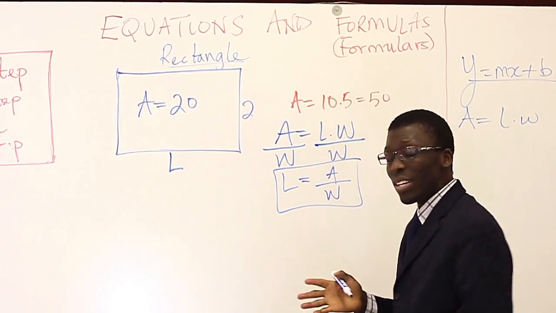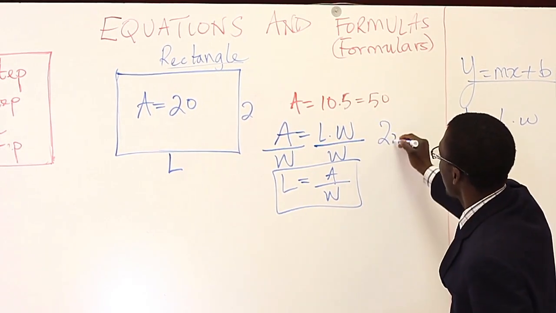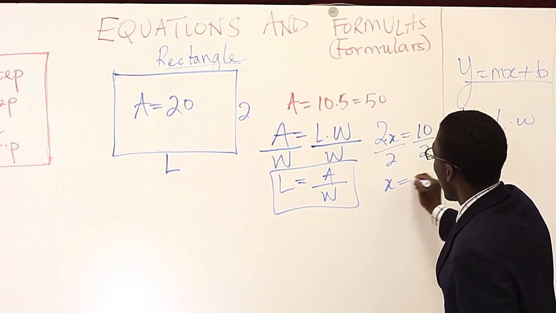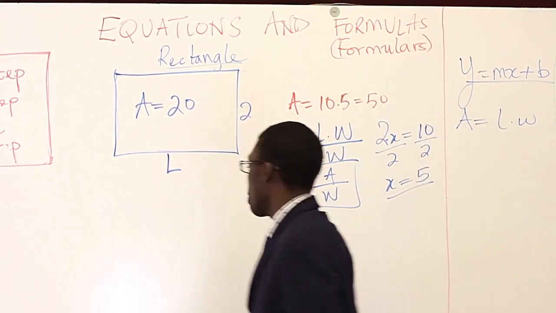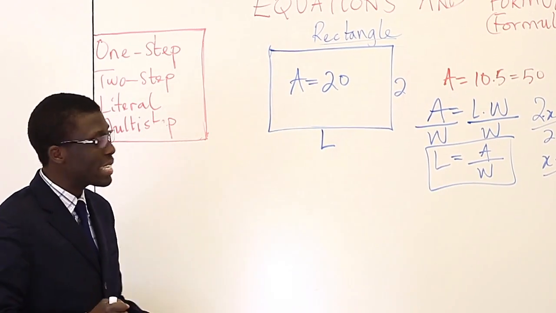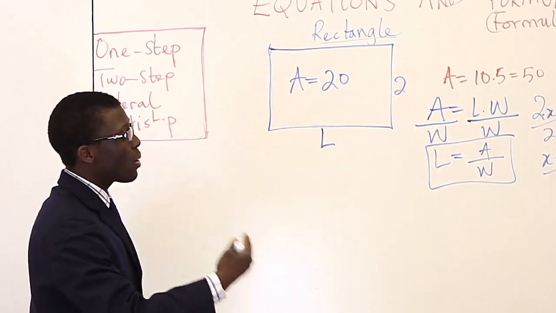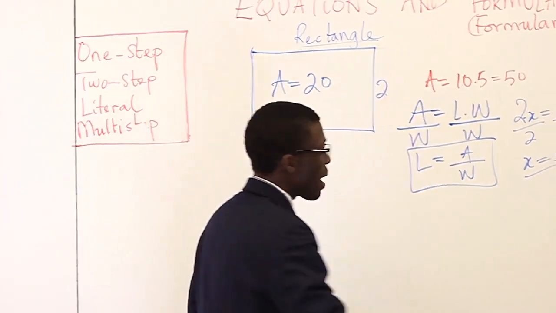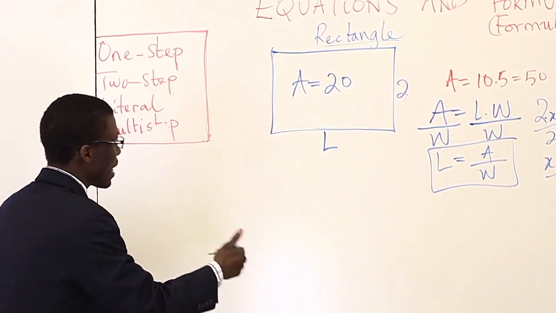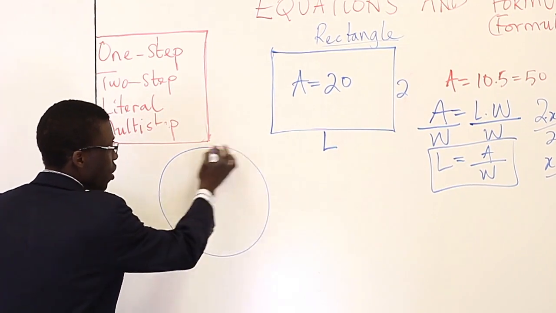Now notice that if you were doing 2x is equal to 10, you would divide both sides by 2 and get x is equal to 5. The principles are the same, remember, my friends. The principles are the same. You just need to know how to use them, and then it doesn't matter what you're given, you can use it in whatever context. So let's look at another example with a circle.